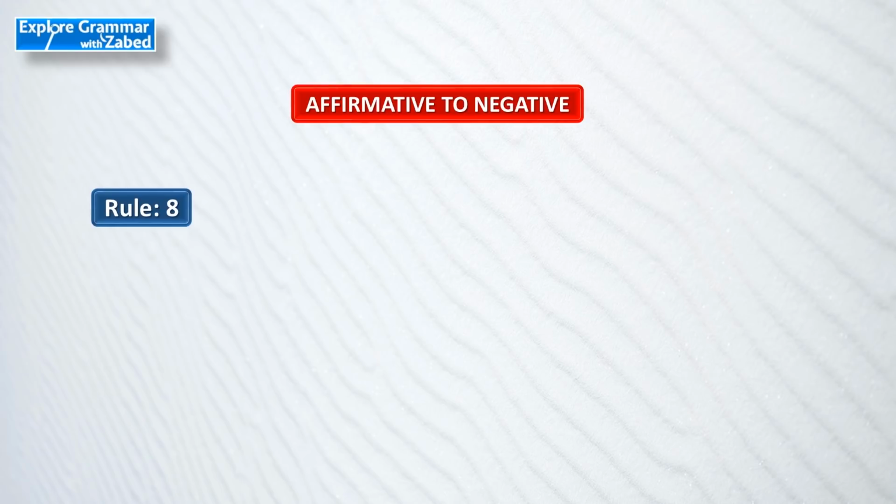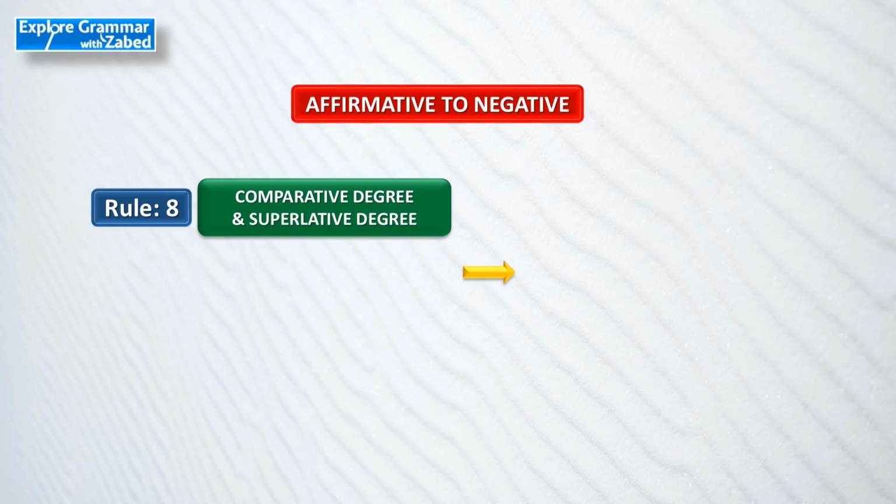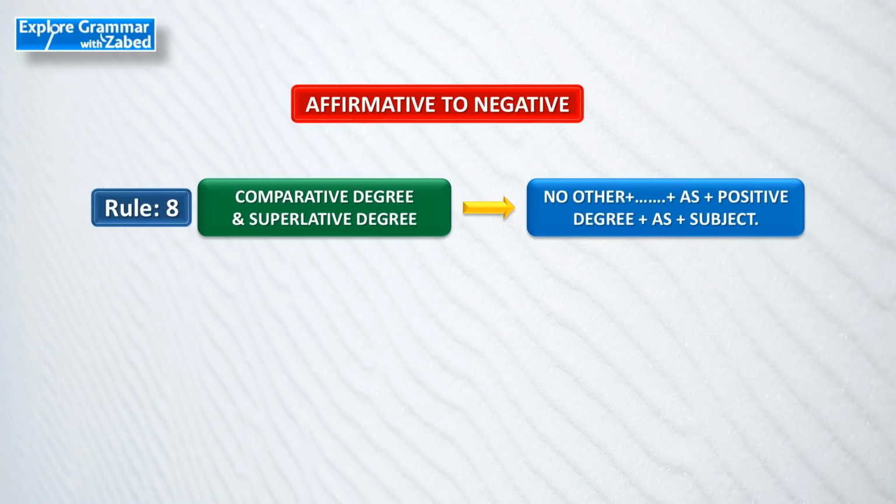Comparative degree and superlative degree in an affirmative sentence is replaced by no other plus as plus positive degree plus as plus subject in a negative sentence. This might sound complicated, but I'm sure when you look into the example, things will turn out to be easy. So let's see what the example tells us.